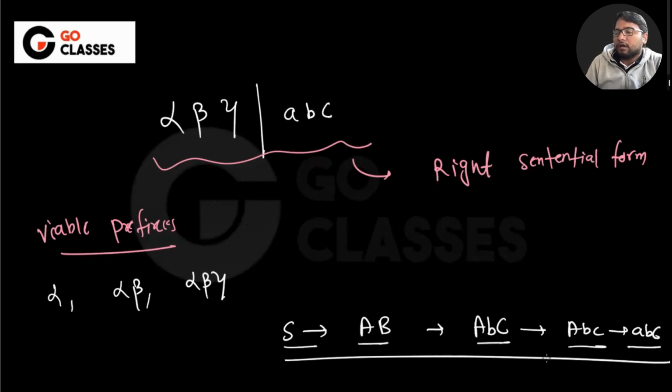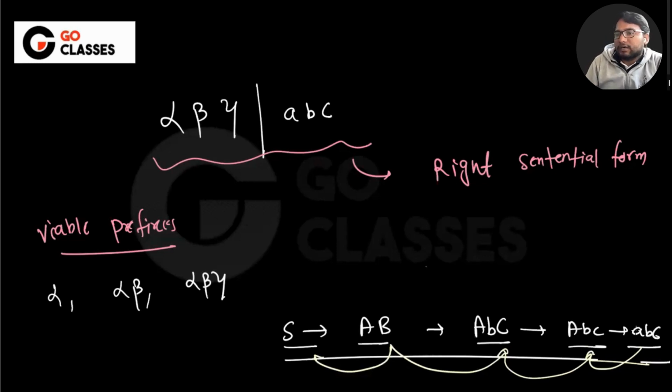Okay, these things are called right sentential form, right? So a bottom-up parser is nothing but doing the right sentential form only. So we always have a valid right sentential form, which means you start with this one, then you go here, you go here, you go here, you go here, right? So all of this is the right sentential form.